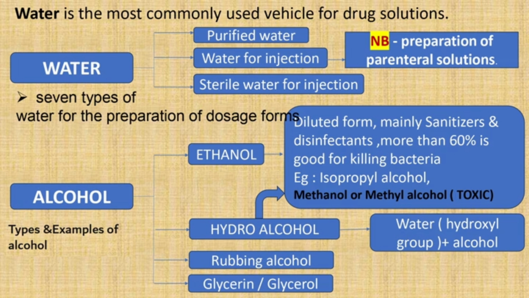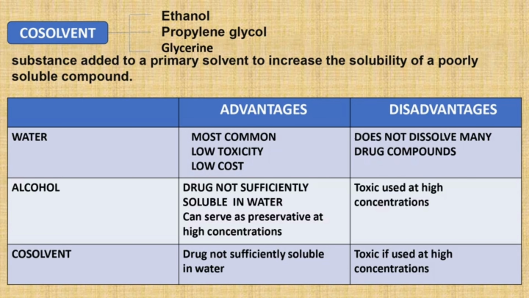In the next slide I mentioned the co-solvent. Different examples are mentioned here: ethanol, propylene glycol, and glycerin. These are mainly used as co-solvents. A co-solvent is a substance added to a primary solvent to increase solubility. That is its purpose. If we have a poorly soluble compound and want to increase the solubility, we use a co-solvent.